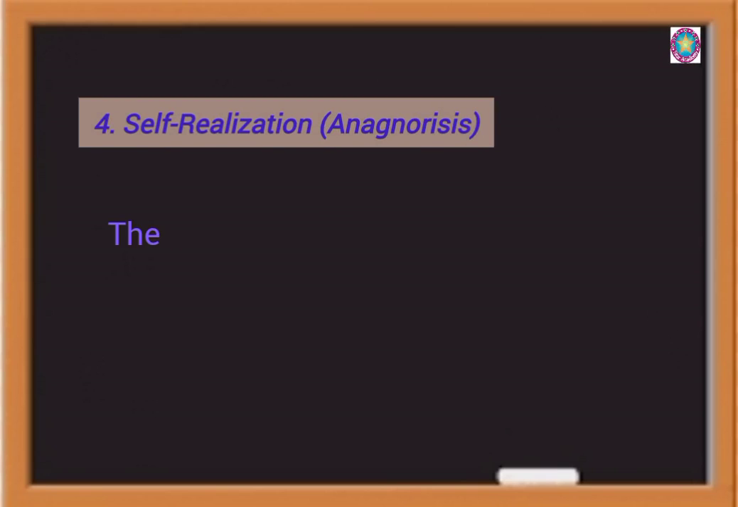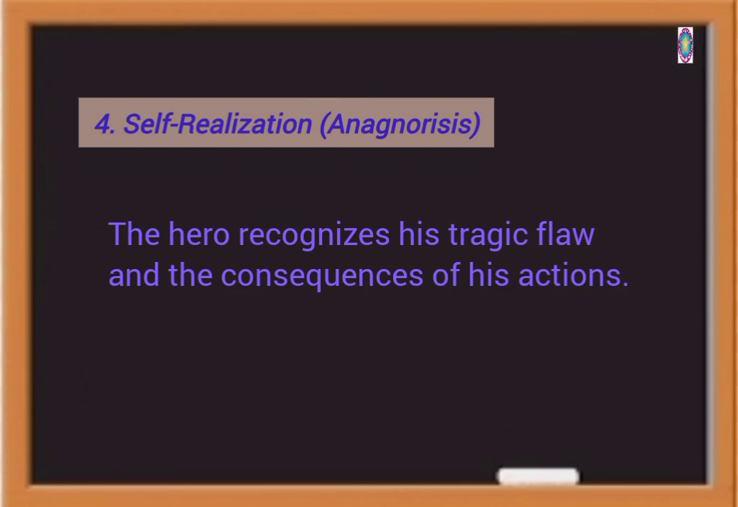The fourth characteristic of a tragic hero is self-realization, referred to as anagnorisis. The hero recognizes his tragic flaw and the consequences of his actions. The tragic hero recognizes the error of his ways, usually after he has hit rock bottom as a consequence of them. This moment of recognition is a hallmark of the tragic hero's character arc, referred to by Aristotle as anagnorisis. Unfortunately, this self-awareness usually comes a little too late.